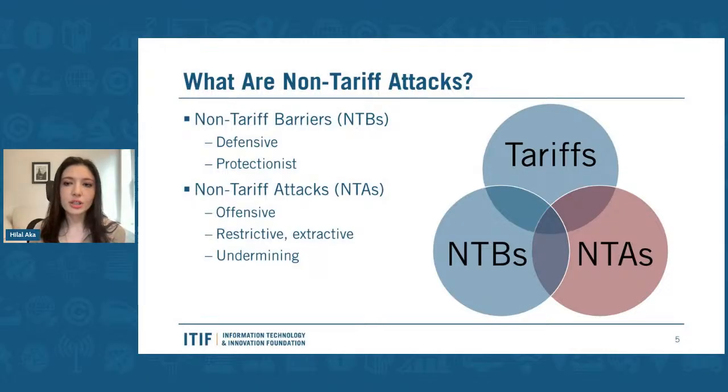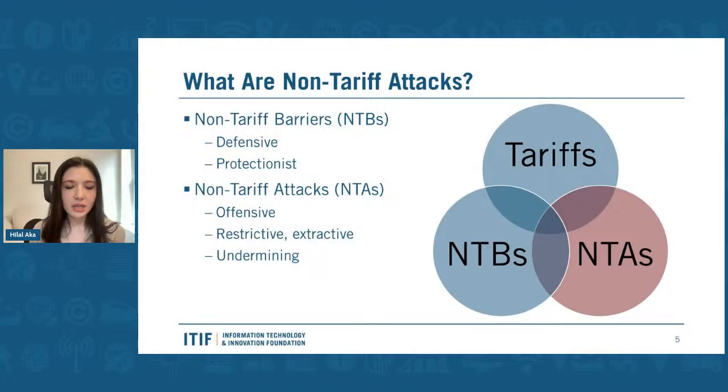So to understand why we need this firm, it's important to see how these attacks are different from traditional policy tools. Historically, countries used tariffs, direct taxes on imports. After World War II, trade agreements significantly reduced these tariffs, and countries then developed non-tariff barriers, things like safety standards, licensing requirements, and quotas.